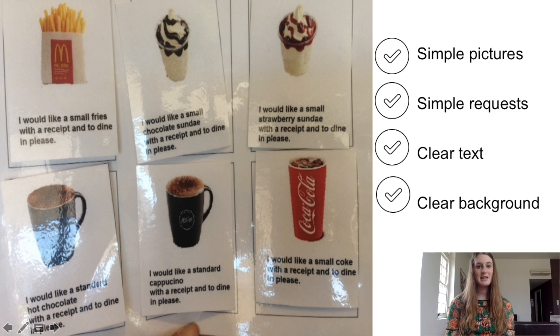You can see here that the community request cards have simple pictures, simple requests. For example, I would like a small fries with a receipt to dine in, please. Clear black font and text with a clear white background so that the pictures and the text stand out.